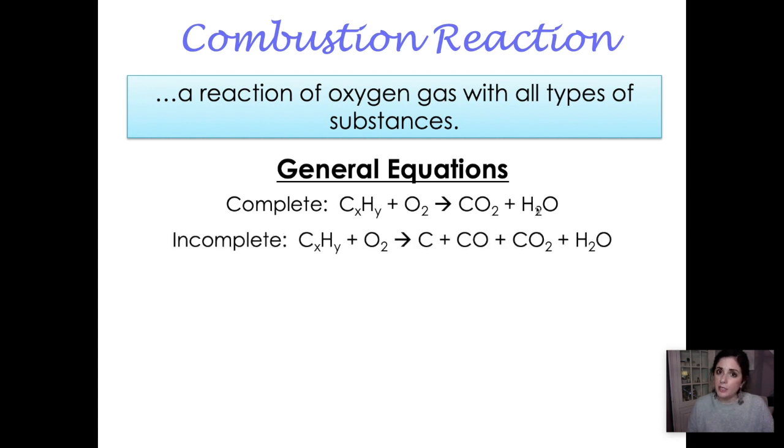Incomplete combustion. That's when you have some hydrocarbon again reacting with oxygen. Not only do you produce carbon dioxide and water, but you also produce carbon monoxide and carbon. This is what always allows soot to build up either around your candle. Sometimes you'll see that black soot around the outside or in your chimney.